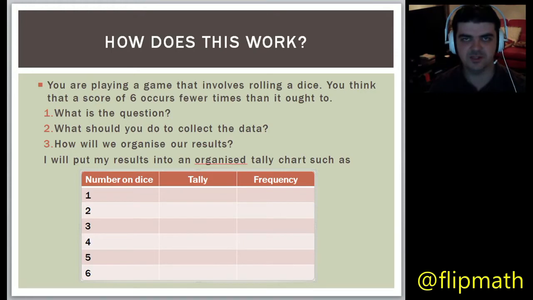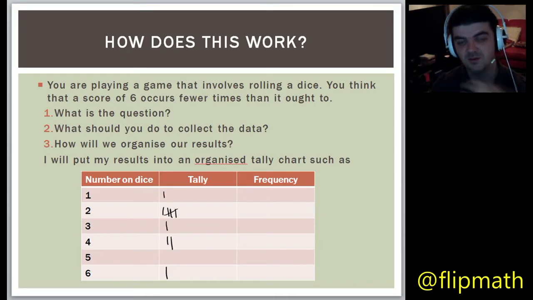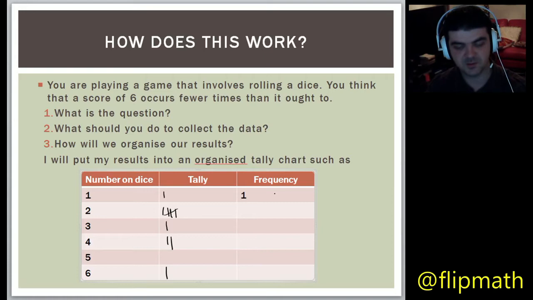So we could, for instance, if I get my pen, as we go along, we might decide that the first number we roll is a 2. That's 1. Next one we roll is a 1. We roll another 2. We roll a 3, a 4, a 2, a 6, and so on. And as we go along, once we get to 5, we do the five-bar gate, so we can count it up in 5s. Once we get to 60, that'll be our results totaled up, and we can then go ahead and put in our tally, our frequencies here at the end.